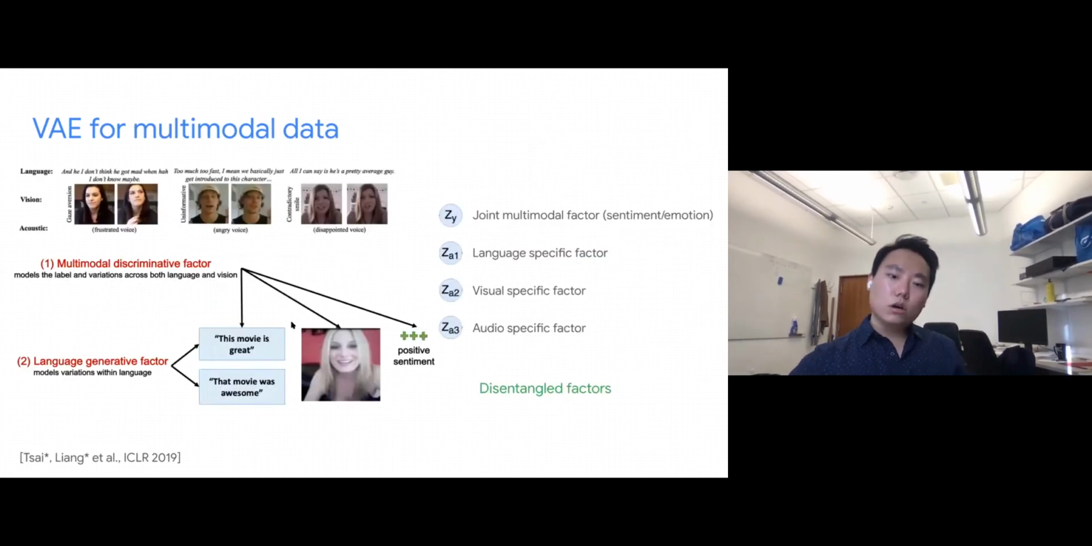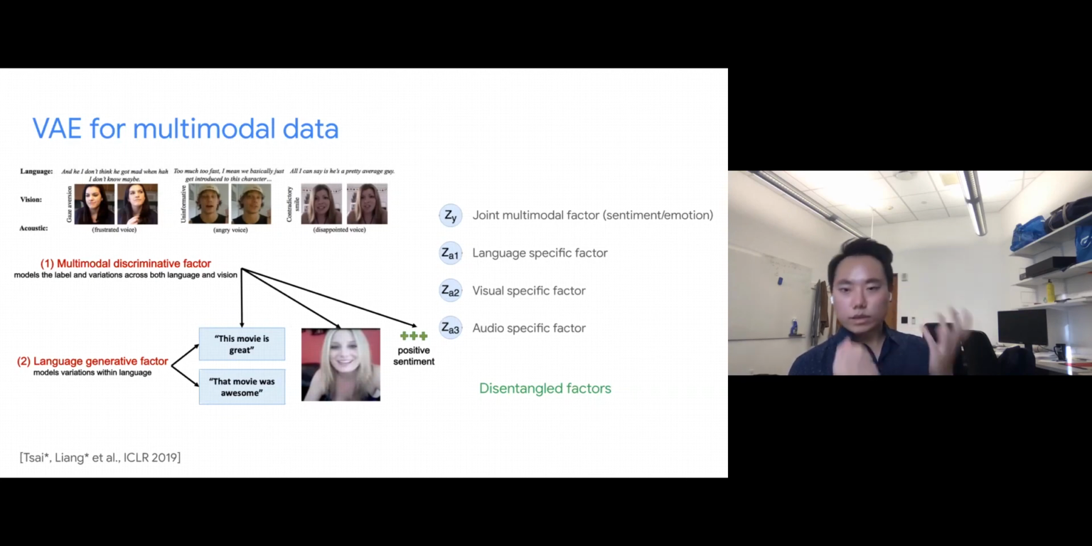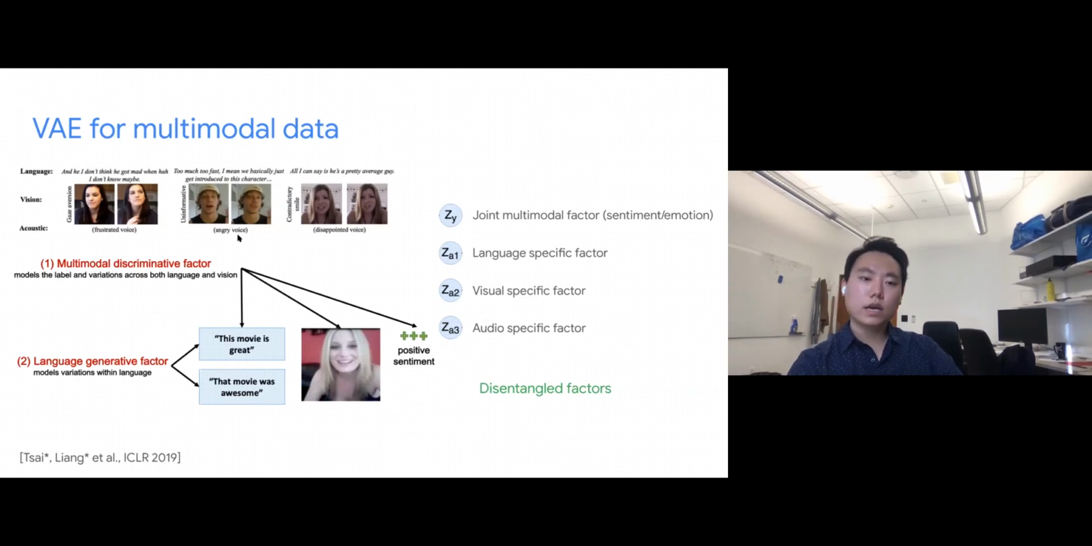One application of disentanglement is for multimodal data. This is a paper from our group, and the goal here is to apply these variational autoencoders to multimodal data with careful design of the latent variables. In these settings, we're looking at data with three modalities: people speaking in front of the camera, with text, gestures, hand gestures, facial gestures, and also tone of voice. And the idea here is that I want to learn two sets of factors.